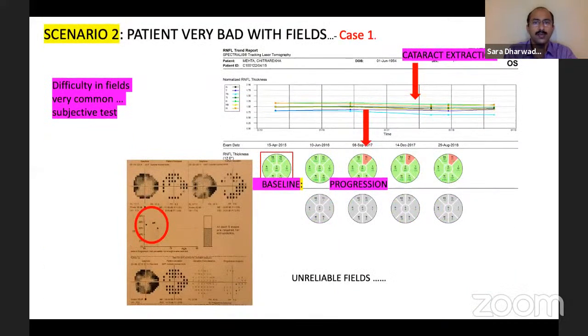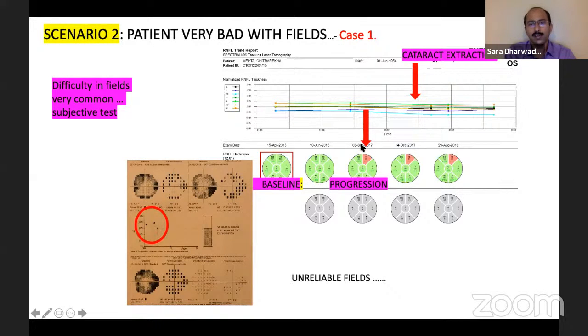Now scenario 2, a patient is very bad with fields. Because it's a subjective test, difficulty in fields is very common. Now if you can see here, there's a lot of fluctuation. The patient is not able to do the test properly. Here, it being an objective test with imaging scores being very high, you can get a very reproducible change over time, and you can see that one part, the superior temporal part, has started thinning.